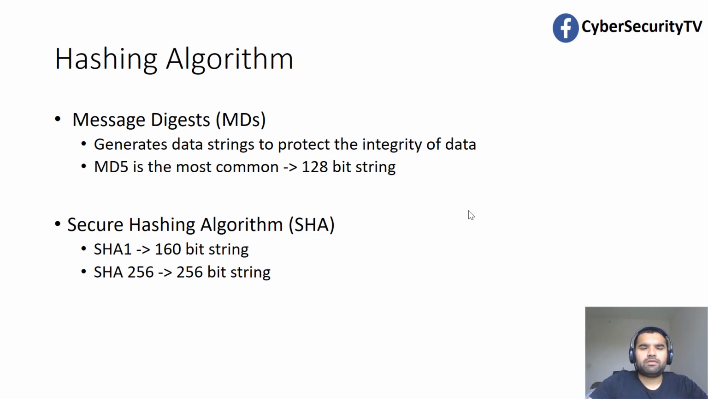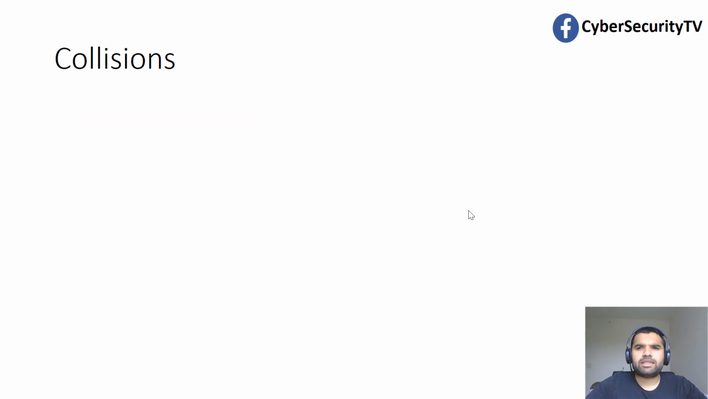Irrespective of the input, let's say you provide data of 350 characters, if you go with MD5, it will still compress it into 128 bits. With SHA-1, it's going to be 160 bits, and with SHA-256, it's going to be a 256-bit string. Now, what's the biggest challenge or problem with hashing? It's the collision attack. And first, we need to understand what a collision attack is.